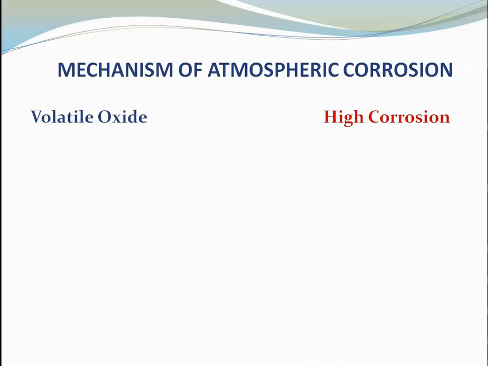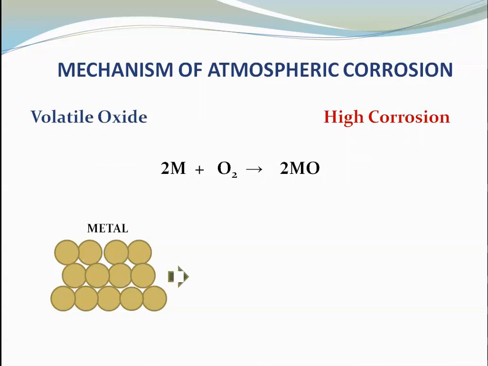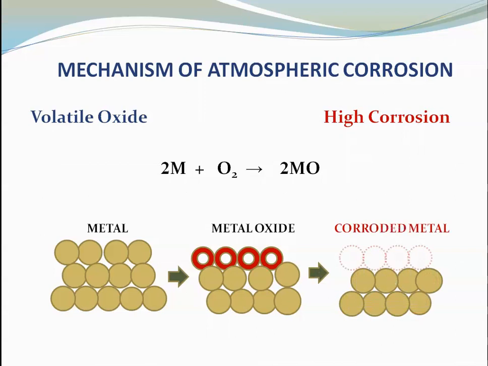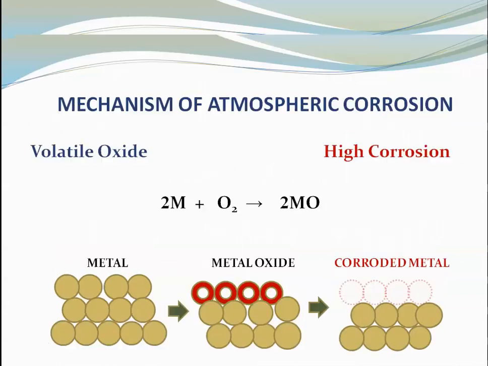The other extreme is when the oxide is volatile oxide. Metal plus oxygen forms metal oxide. But this metal oxide is volatile. That is, it evaporates. And thus, it exposes a fresh layer of the metal. In such cases, the rate of corrosion is extremely high.